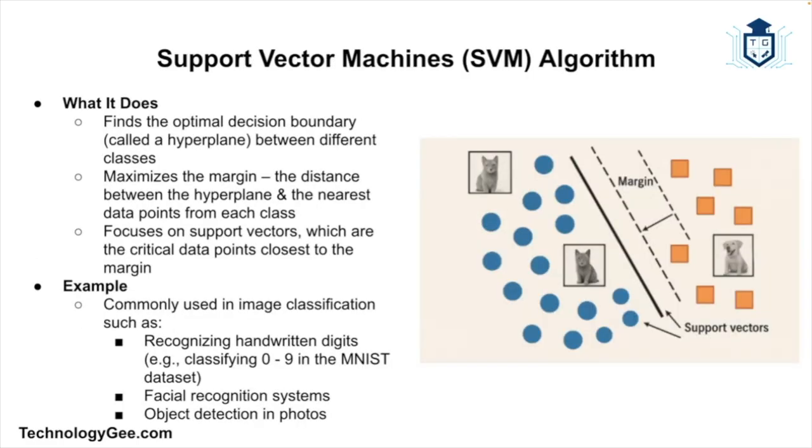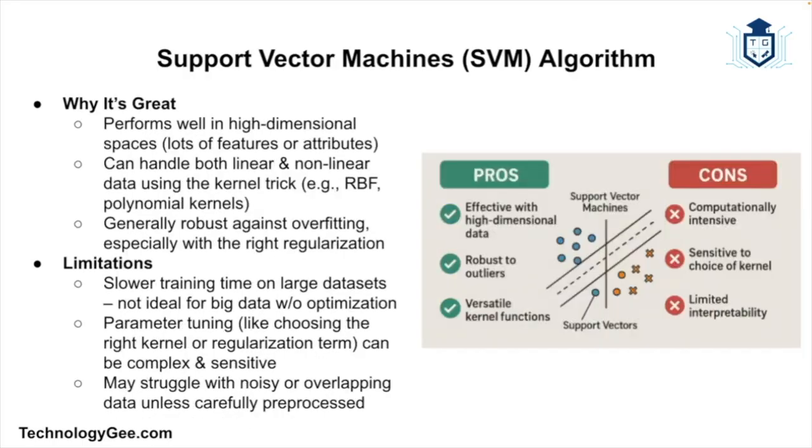Then we have what is called the support vector machine. SVMs try to draw the best boundary, or a hyperplane, between classes of data. It focuses on maximizing the margin between data points of different classes. A real world example of this is that SVMs are often used in image classification tasks like identifying handwritten digits. Now, exactly why is this great? Well, it is effective in high dimensional spaces, and it works well with both linear and nonlinear boundaries thanks to the kernel trick, and it's robust to overfitting. Now, its limitations: it can be slow on large data sets, and it's hard to tune its parameters.